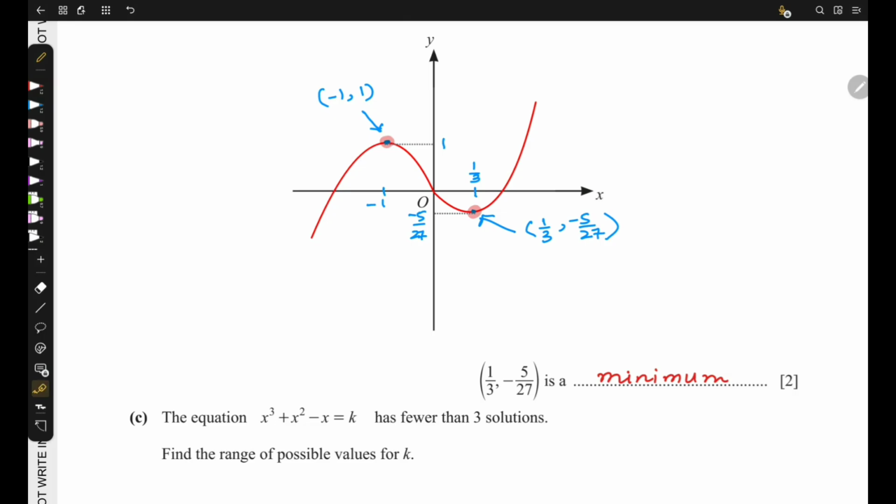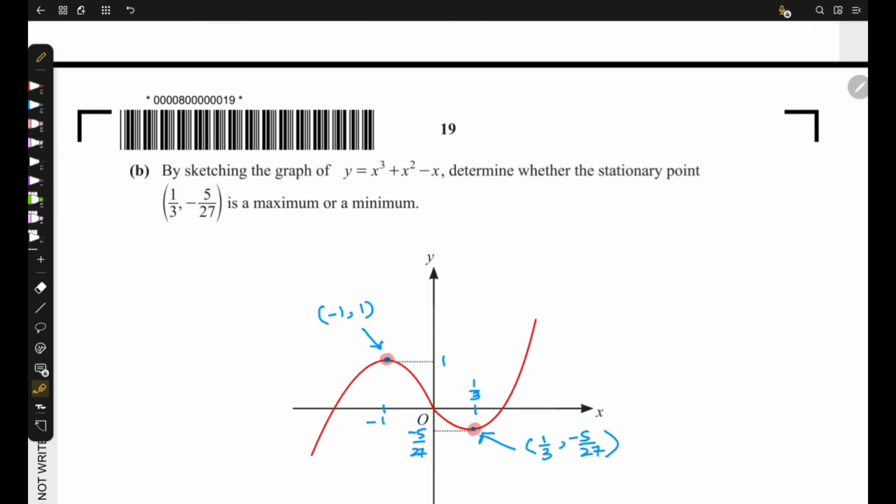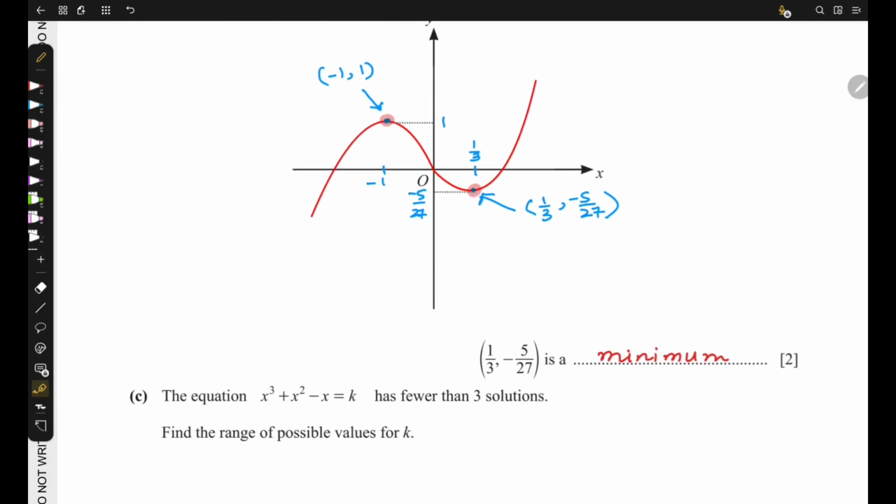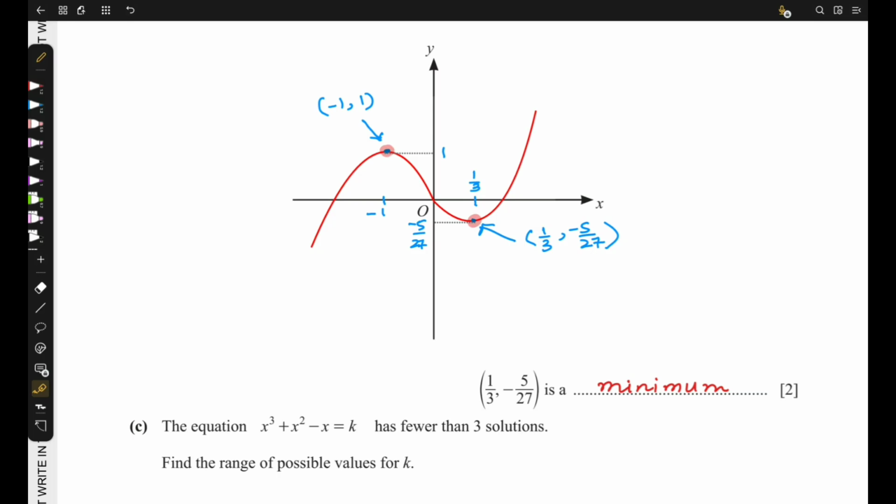Moving on, the equation equals k has fewer than 3 solutions. It means they wrote down k instead of y, right? So we have to see, if we draw a line y equals k, k should be a number, right? That line must be a horizontal line and we need fewer than 3 solutions. It means that the line should intersect the curve at less than 3 points.